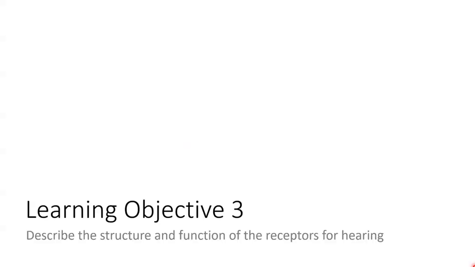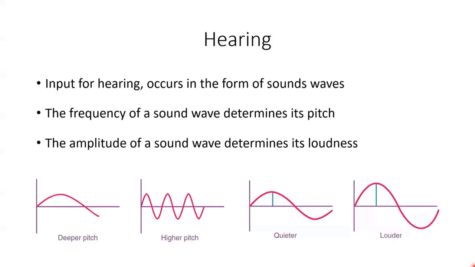Having now covered equilibrium, learning objective number 3 moves on to the receptors for hearing. As a bit of an overview, hearing is the physiological process through which sound waves are detected, transmitted, and interpreted by the brain. It begins when sound waves enter the outer ear and travel through the external auditory canal to the tympanic membrane, causing it to vibrate.